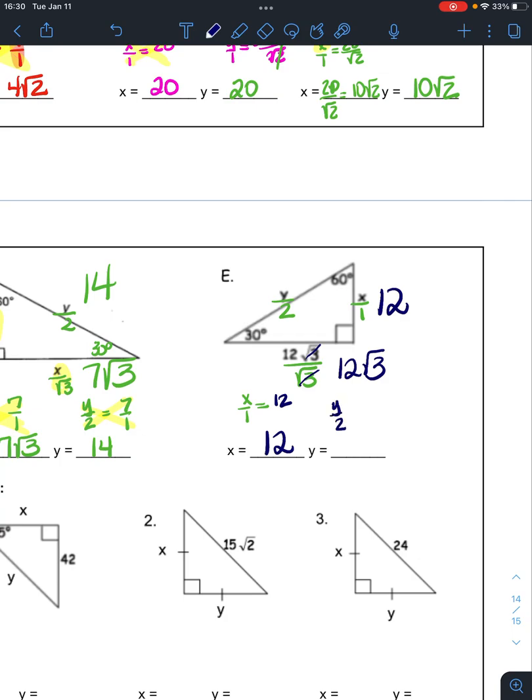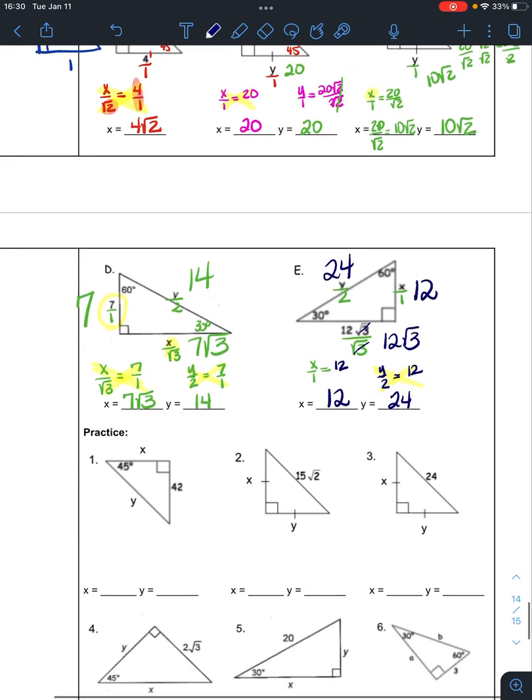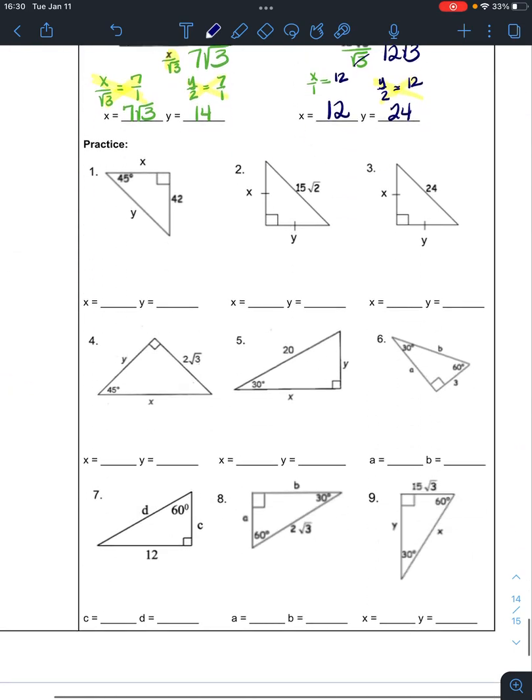And then y over 2. Let's set it up. Y over 2 is equal to 12, right? If we cross multiply, there's nothing to multiply the y by. And 12 times 2 is 24. And that makes sense. 24 divided by 2 is 12. So this side is 24. Okay, so hopefully you're starting to see a little bit of a pattern. If you don't see it yet, then look for it in a minute.